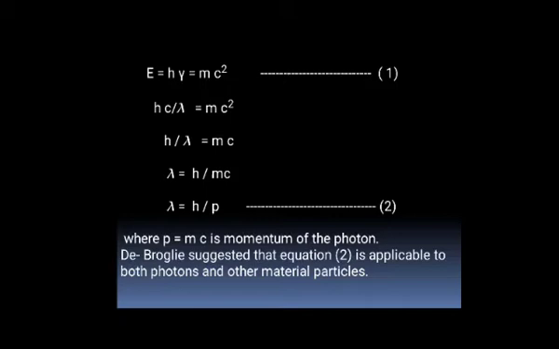So equation 2 is the expression for de Broglie wavelength, that is lambda is equal to h divided by p. De Broglie suggested that this equation is applicable to both photons and other material particles. So this equation can be expressed in other forms. Now let us see those other forms one by one.